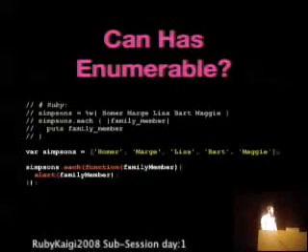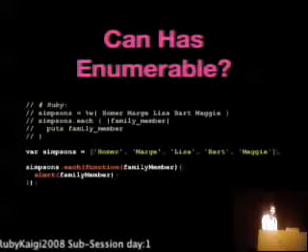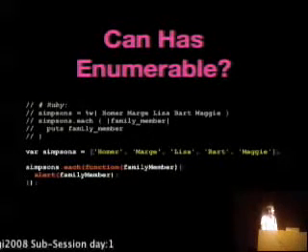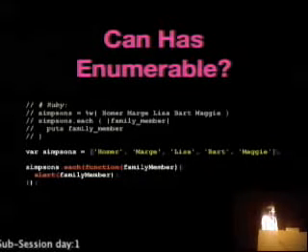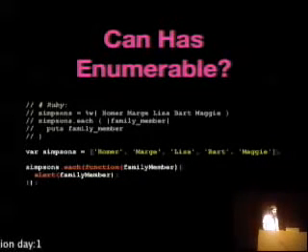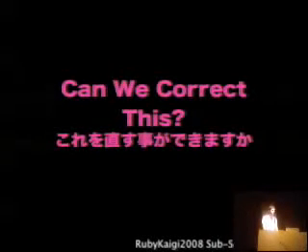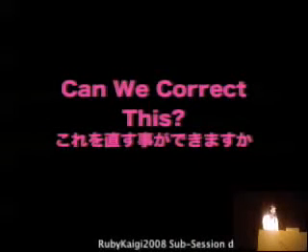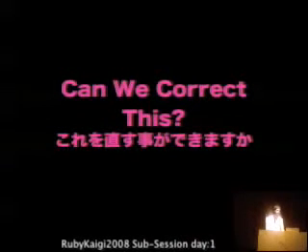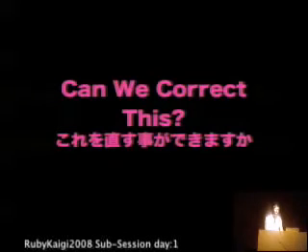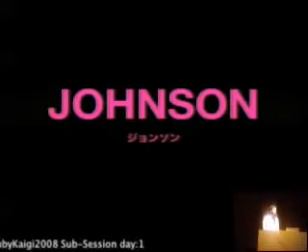Unfortunately, the JavaScript doesn't look exactly the same as the Ruby. There's still this anonymous function, and it just doesn't look exactly the same. We seem to have an impedance mismatch. JavaScript and the Ruby are not quite the same. I want to get them to be as similar as possible. Can we correct this? I'm not quite sure if we can correct it, but I think we can find out by playing with Johnson.